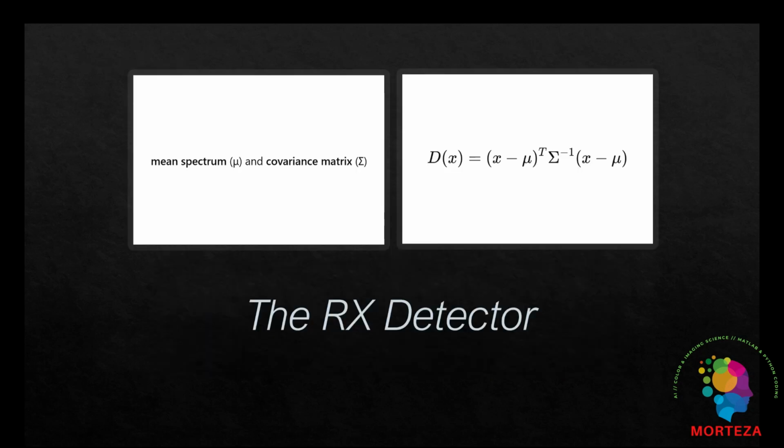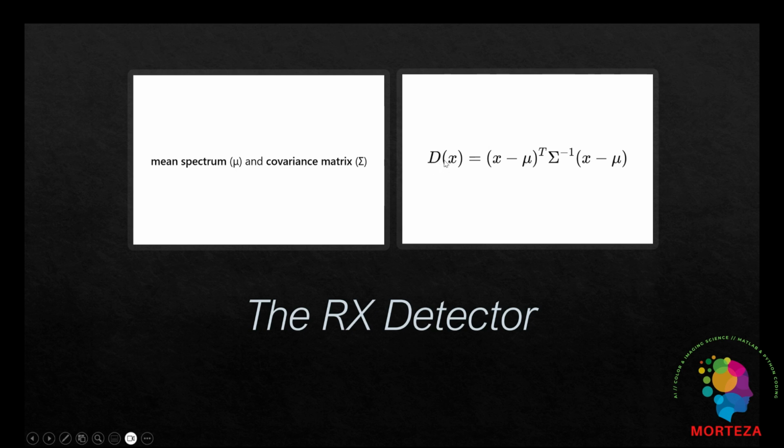The most famous anomaly detector is the Reed-Xiaoli, or RX, algorithm. We first compute the mean spectrum and covariance matrix of all pixels. This represents your background. And then for each pixel x, compute the Mahalanobis distance from the background. The larger this distance, the more that pixel differs from the global statistics, and the more likely it's an anomaly. In simple terms, the RX detector asks: how far is this pixel's spectrum from what's normal in this image?